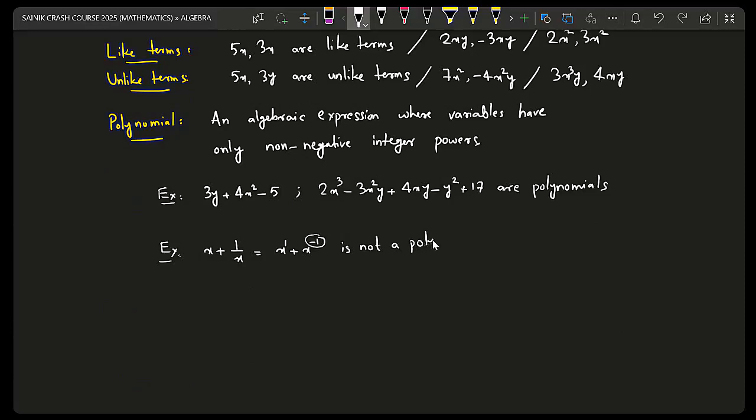Simply, you can remember one thing: the variable parts should not be in the denominator. For example, I take 1 divided by 2x plus 5. This is also not a polynomial. Why? Because the effective power of this x will become minus 1. That's why it is not a polynomial. So polynomial means very simple: we have to check the power of every variable. If it is a non-negative integer, it is a polynomial, otherwise it is not a polynomial.